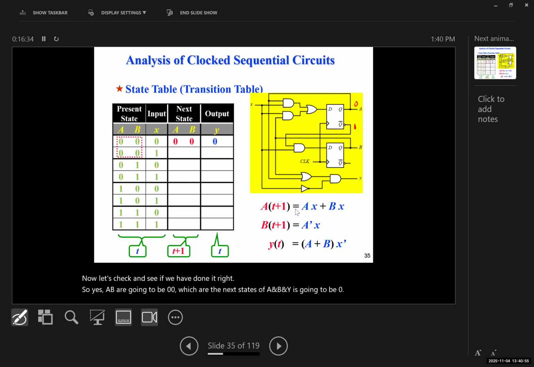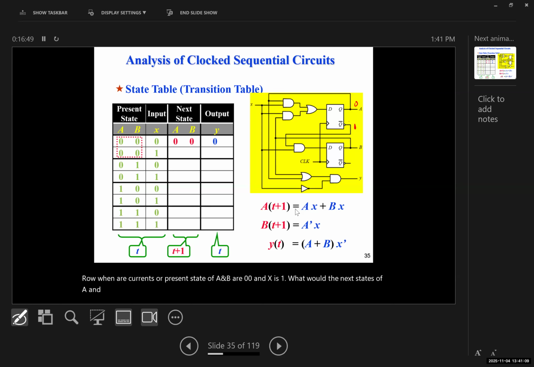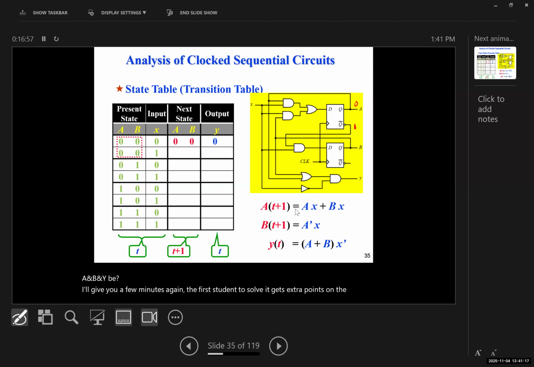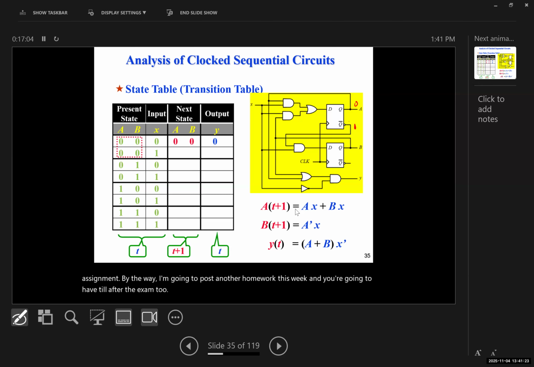Now I want you to solve it for the next row. When our present state of A and B are 0, 0, and X is 1, what would the next states of A and B and Y be? I'll give you a few minutes. Again, the first student to solve it gets extra points on the next assignment. By the way, I'm going to post another homework this week, and you're going to have till after the exam to upload that one.